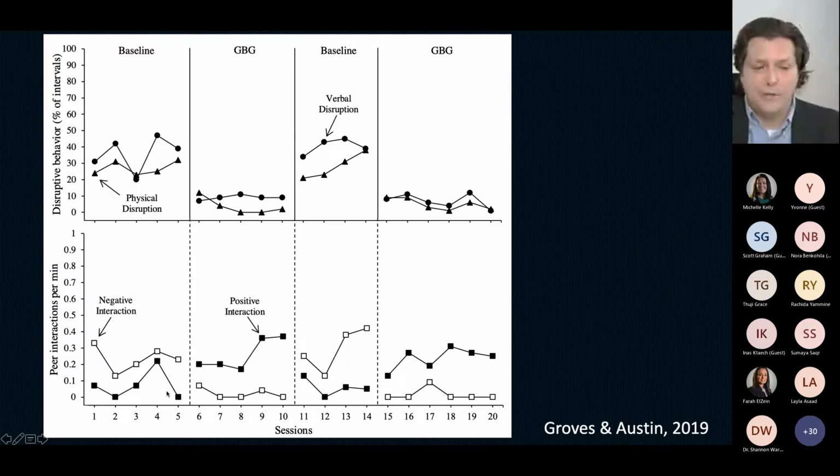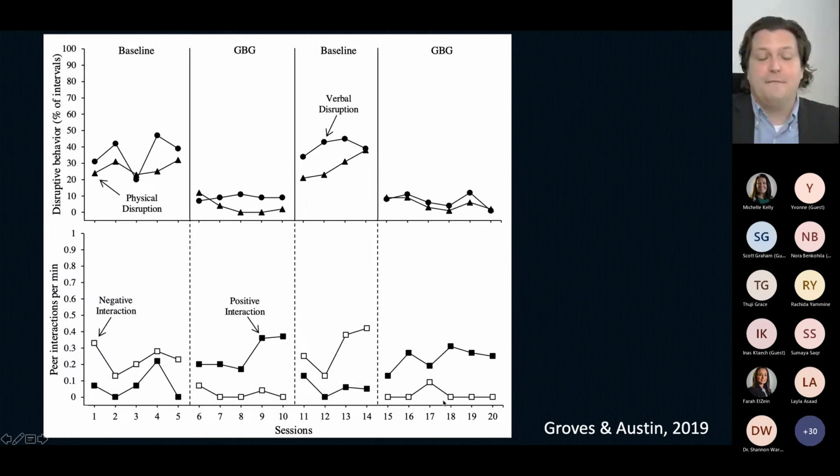And the really cool outcome here, a really interesting outcome, is that the negative interactions and positive interactions flipped. So you see a decrease in negative interactions and an increase in positive interactions between students. And this maintained throughout both of the phases where the GBG, good behavior game, was in effect. And on many of the days in this classroom, there were no negative interactions at all between students.